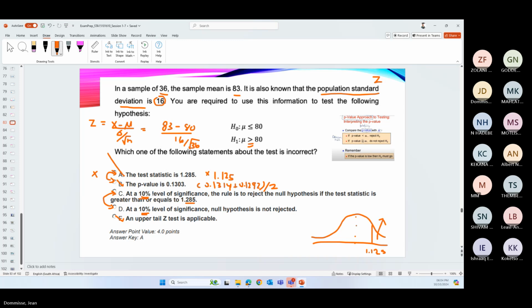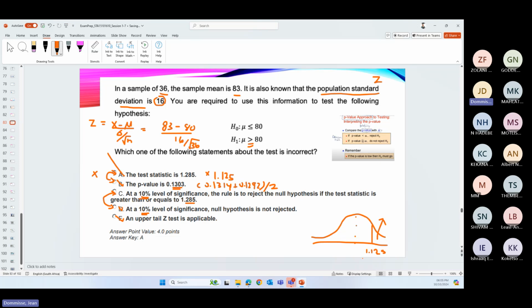Now we need to check what that is. With the p-value, you can already see the p-value is bigger than the 10%, because 0.13 is bigger than 0.1. So with the p-value, we could already say that we do not reject the null hypothesis. But let's see if we can get the 10% level.